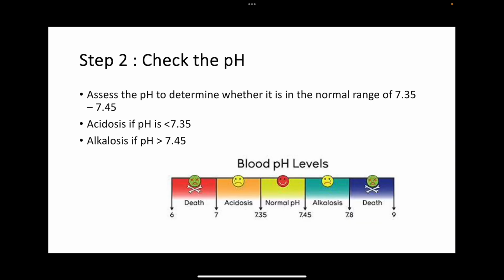Step 2. Check the pH. Assess the pH to determine whether it is in the normal range of 7.35 to 7.45. It is acidosis if the pH is less than 7.35, and alkalosis if the pH is more than 7.45.